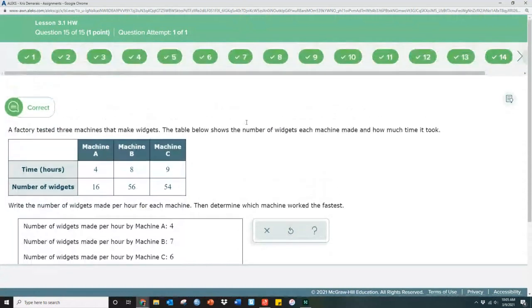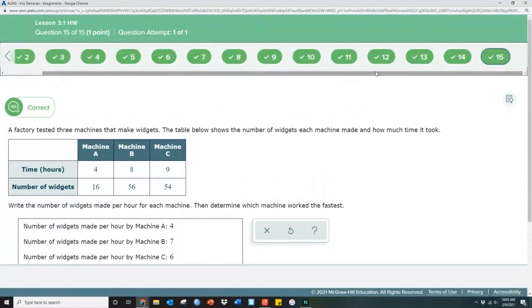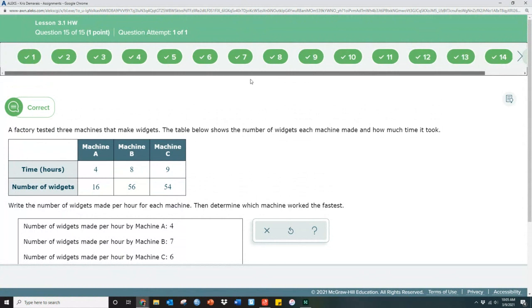If you have any questions, let me know. I think I'm making this pretty straightforward. But that is the answer. That is the last question that was given.